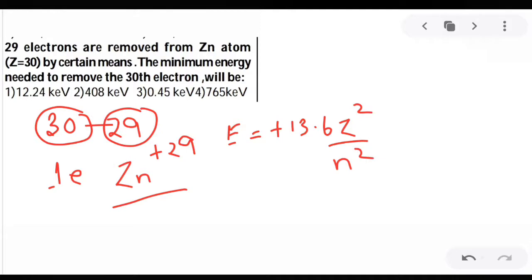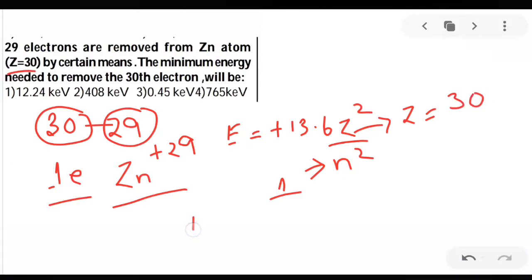Okay, now obviously this last electron will be in the ground state. Only the outer electrons are initially removed. So that means n is equal to 1. And Z is already given in the question, it is 30.